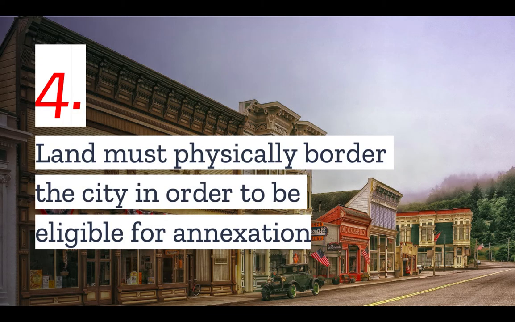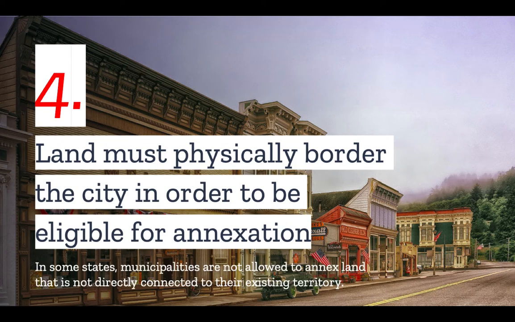Number 4. There are rules that govern what land is eligible for annexation. Now again, these rules will vary from jurisdiction to jurisdiction, but the majority of the time, land must physically border the city in order for it to be eligible. In fact, in many states, municipalities are not allowed to annex land that is not directly connected to their existing territory. And this is part of the reason why annexation is somewhat rare.